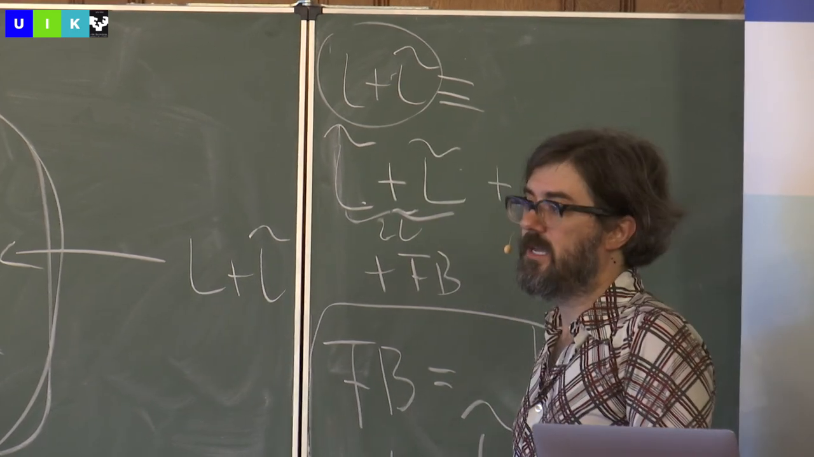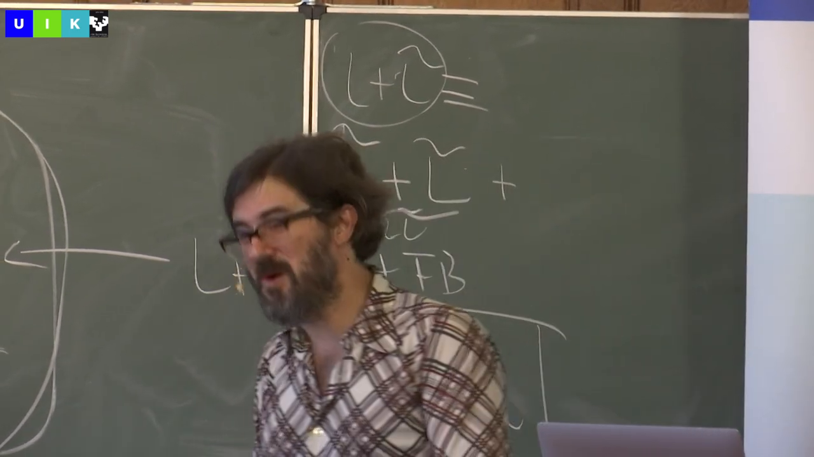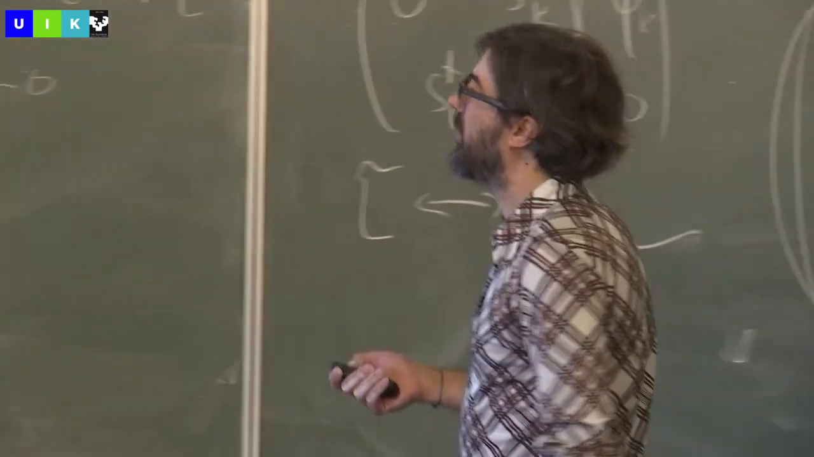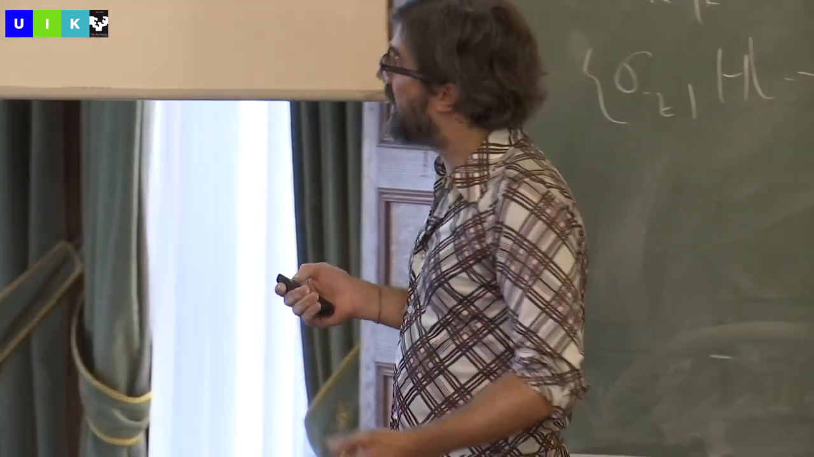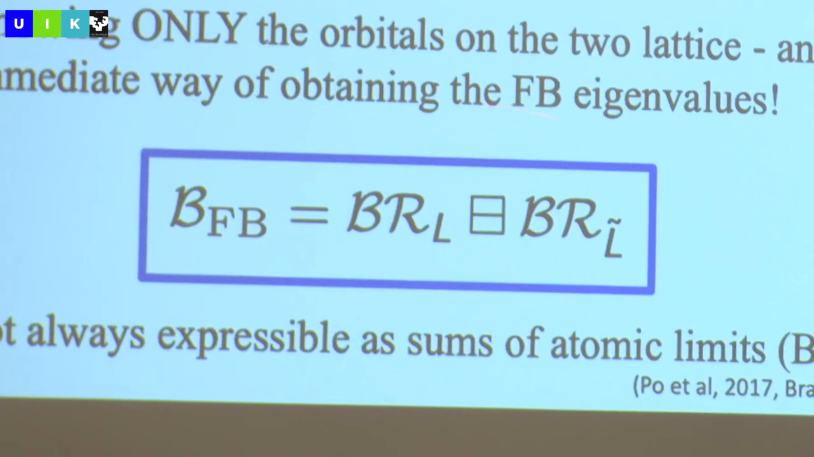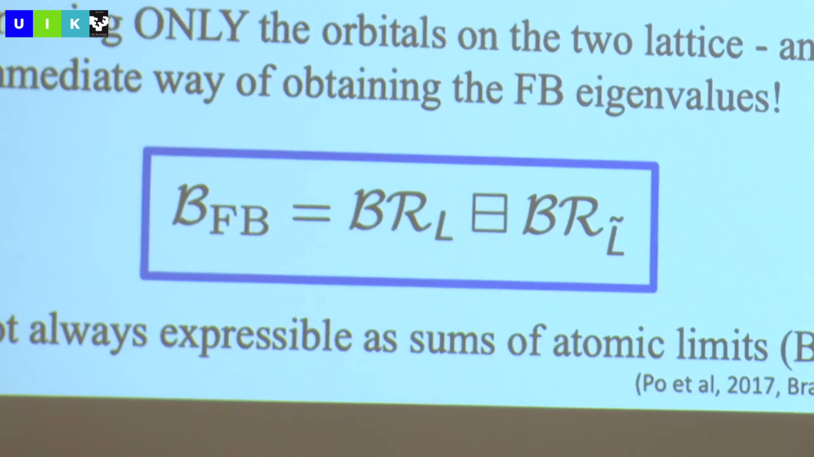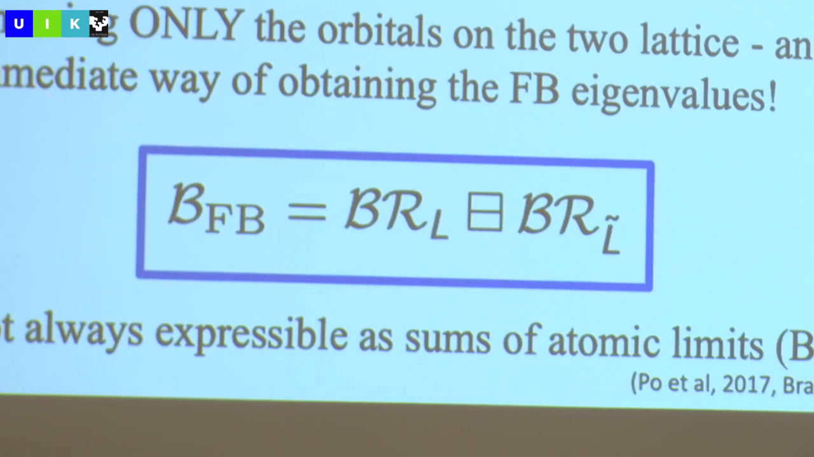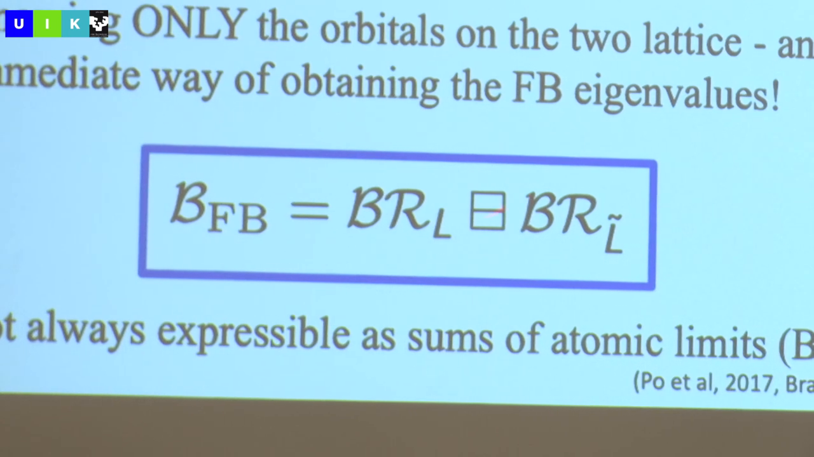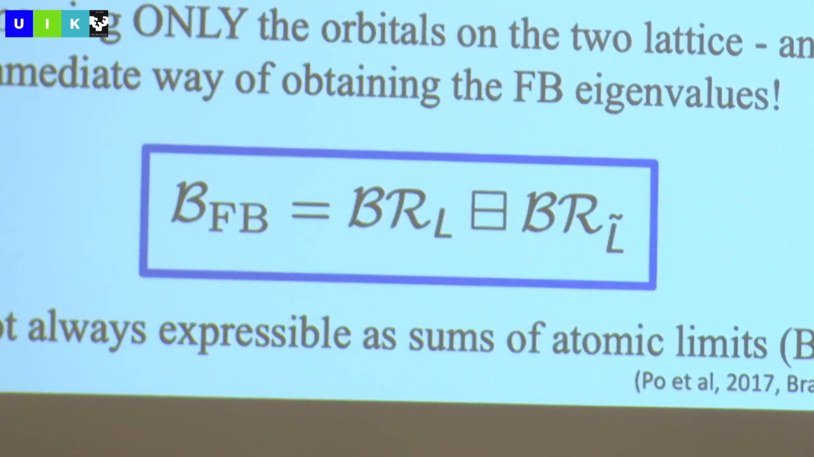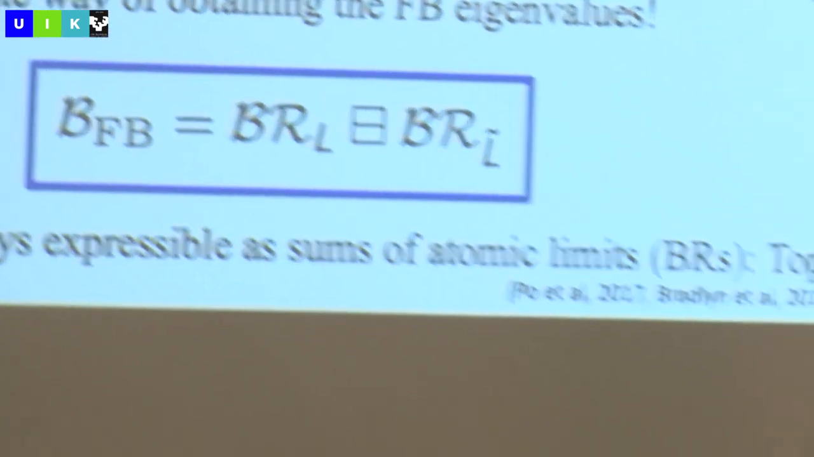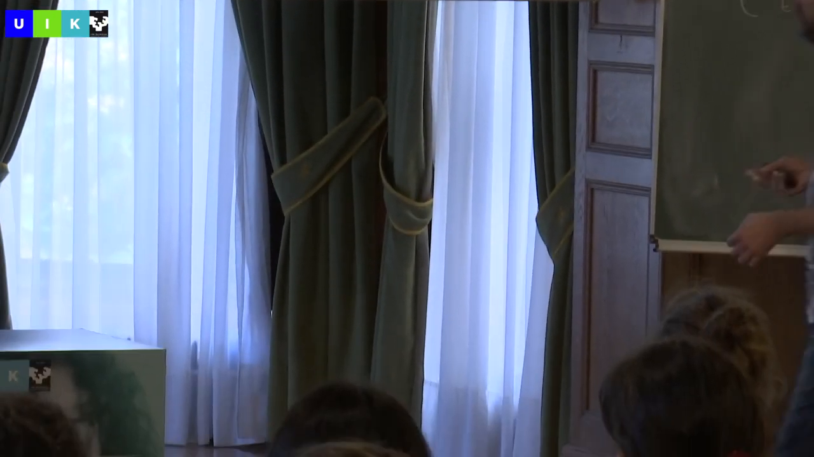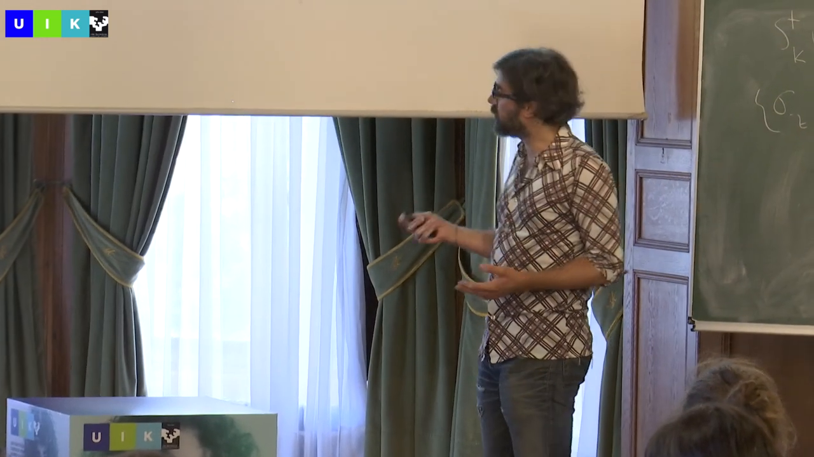And this minus is the reason why it's natural to get topology. It's not always true, but it's natural. Because it tells you that the flat band can naturally appear as a difference of atomic limits, not as a sum of atomic limits. And this is called fragile topology. Basically, if I had a plus here, this would be trivial. But because it appears as a minus, it's likely that, at least for small numbers of orbitals, you're going to get topological bands.